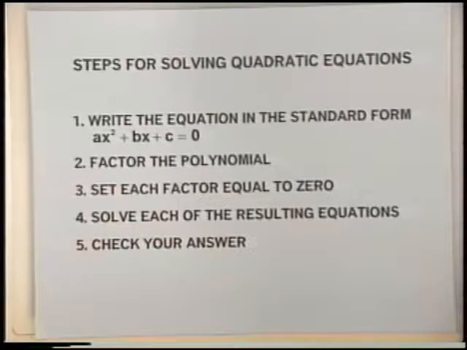Number 2, we will factor the polynomial. Third, set each factor equal to 0. Number 4, solve each of the resulting equations. And number 5, check your answer. It is very important, particularly with word problems, that you do check your answer. You'll find in the examples that we do today, sometimes the solutions we have to the equations we've written down are not solutions to the word problem itself.